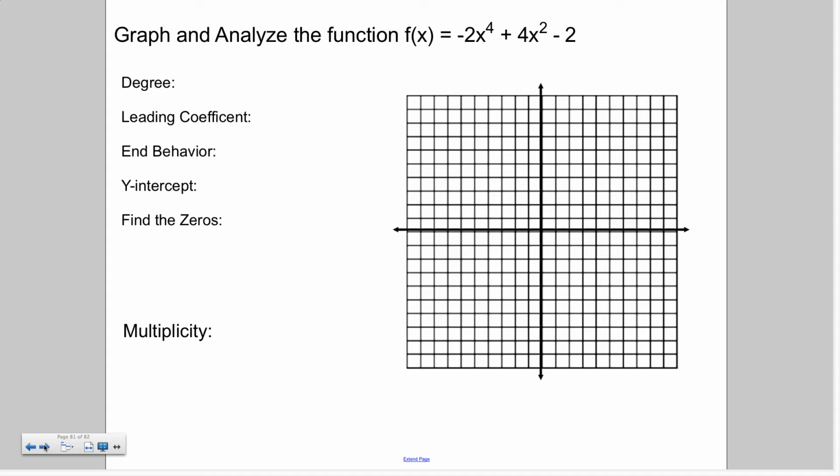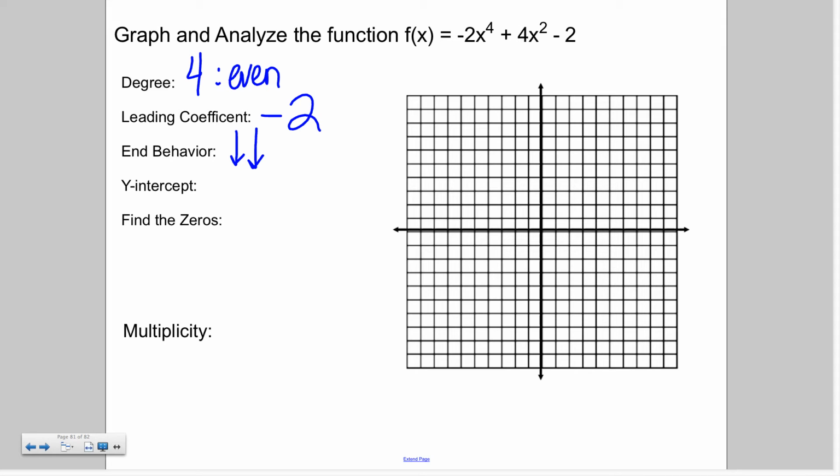If I look at negative 2x to the 4th plus 4x squared minus 2, my highest degree is a 4. My leading coefficient, the number in front of that, is a negative 2. So that negative 2 means it's going to flip. My degree is even, sorry, so that means they're all going in one direction. The negative 2 means that it's going to flip. So my end behavior is both of them going down.